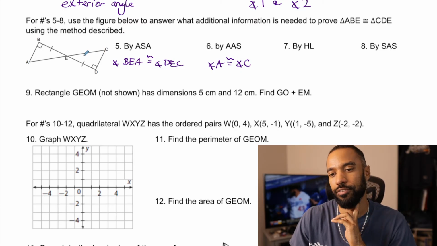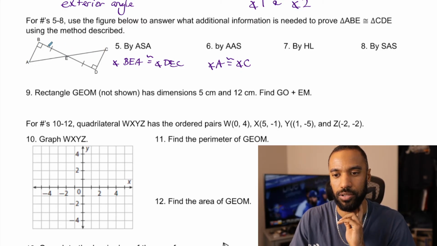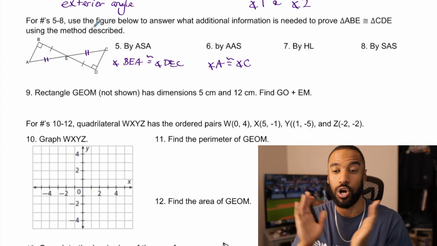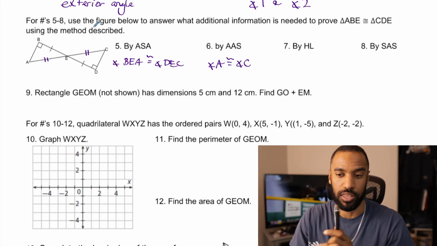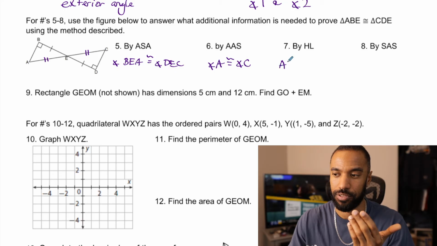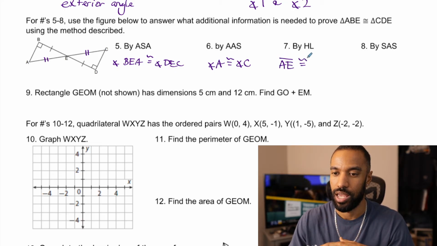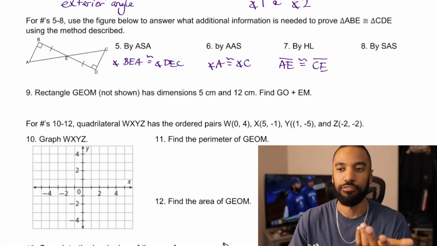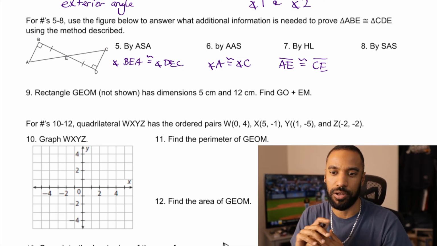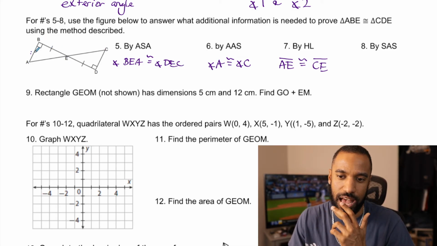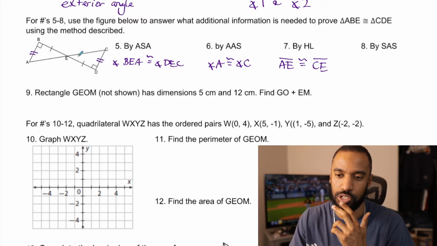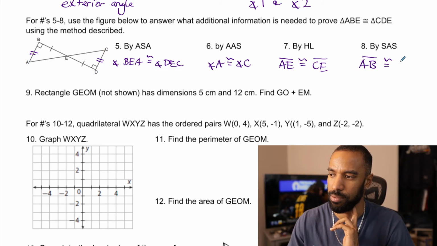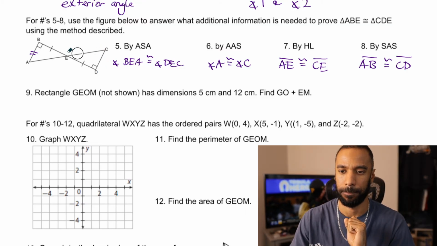By HL, for hypotenuse leg, notice these are both right triangles. Here are the legs that are congruent. You would need the hypotenuses to be congruent, these two segments right here. I have no reason to guarantee that those should be congruent, so I would have to have AE congruent to CE. I couldn't find that on my own, but that's what would give HL. And with side angle side, no reason to believe these are true either. But segment AB congruent with segment CD, that would have to be the case.